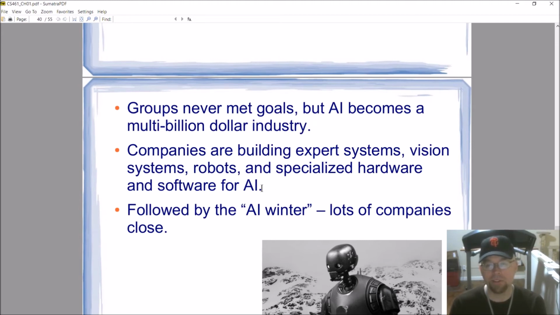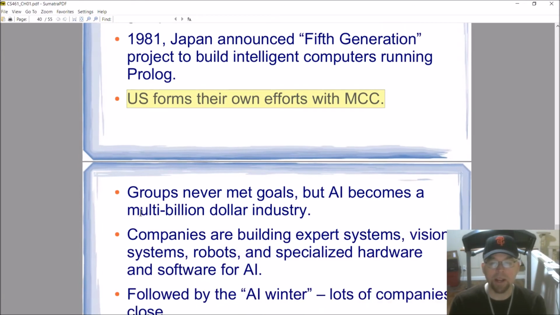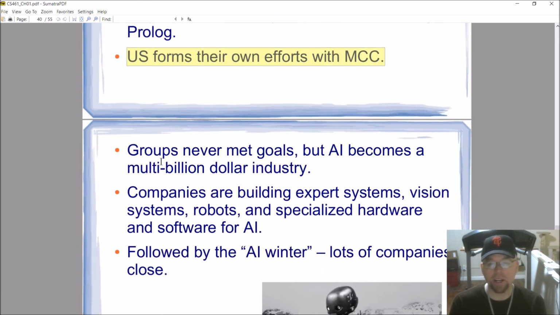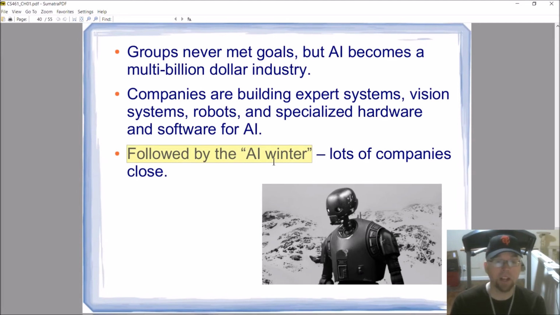But at a certain point, like I was saying a second ago, these groups didn't hit their lofty goals, right? And after a certain amount of time, the industry kind of hit a wall, right? Where people were like, oh, well, AI, that was really cool. There was a lot of hype driving it, kind of like the dot-com era. And so a lot of companies that were investing in AI closed down.